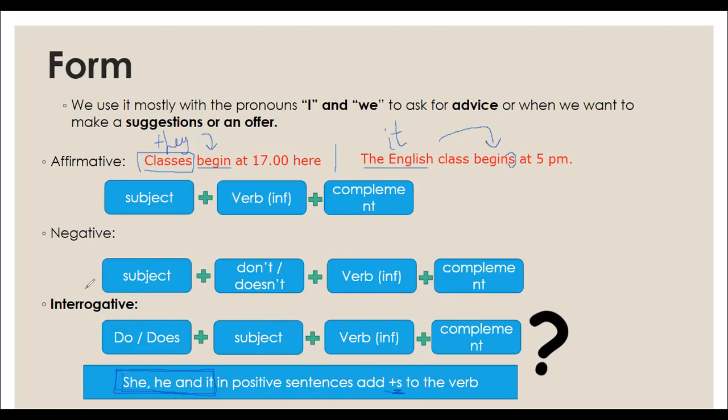Now in negative, it's kind of the same idea, but we use don't and also doesn't. Don't is for I, you, we, they, and doesn't is for she, he, it. And in questions, kind of the same: do for I, you, we, they, does for she, he, it. That is the present simple for the future.